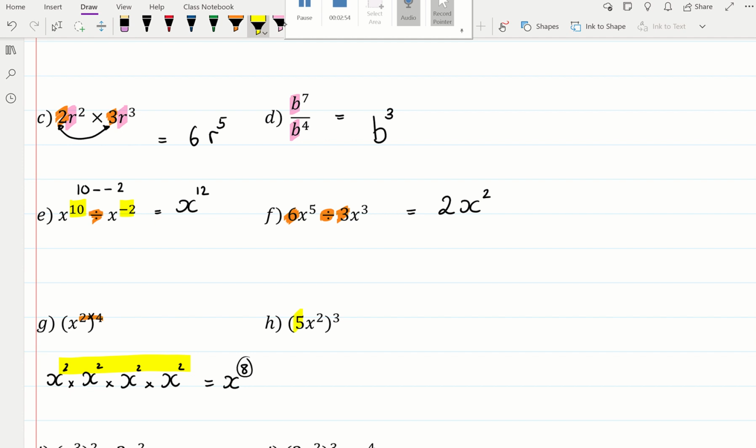When you have a number and then a base and a power all to a power outside the brackets, this is what you do. This is what it's saying. It is saying that the 5 is to the power of 3 and the x squared is to the power of 3. So you would put 5 cubed times x squared cubed. Well, 5 cubed is 5 times 5 times 5, or you just put it into your calculator. 5 cubed is 125. And then you would multiply those powers, so you've got x to the power of 6.